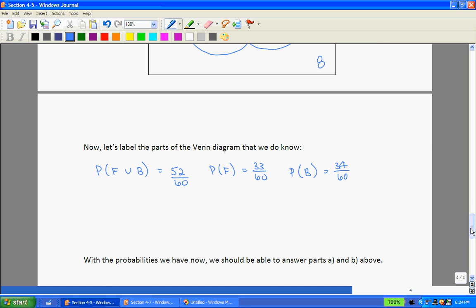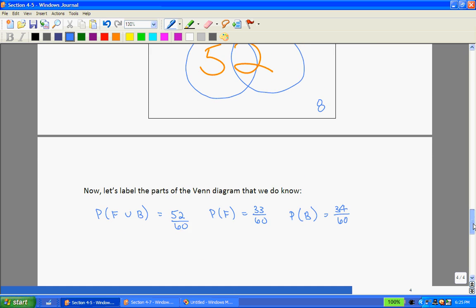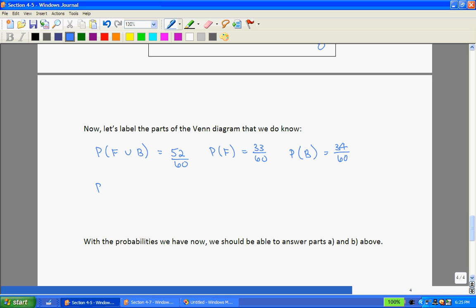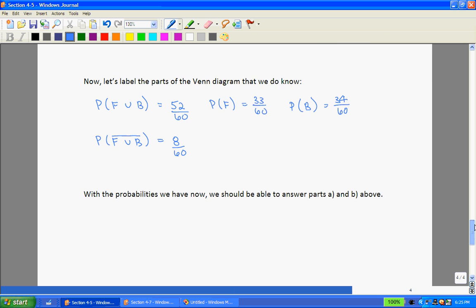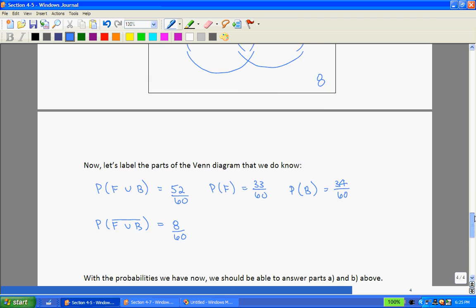And here's one piece of information that might not be quite as obvious. It's that 8. Remember, those are the students that are neither freshmen nor biology majors. So that actually is the complement of F union B, and that is 8 over 60. I'm not going to bother to reduce my fractions yet because I'll probably need to add or multiply, and it's easier if they all have the same denominator. Okay, now that we have that information, let's see if we can answer parts A and B above.